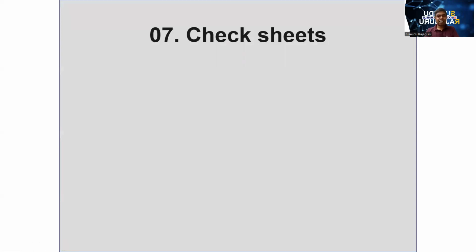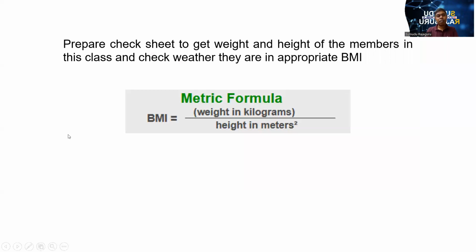The last one is the check sheet. This is very simple. A check sheet means, if we want to collect any data for analysis purposes, whatever format you prepare, that is called a check sheet. As an example, I want to calculate the BMI of the class members. Let's say we have 10 class members. Now I want to prepare the check sheet, so there is one small format. I'll prepare it like this. I want to take the BMI. This is the equation, so weight in kilograms.